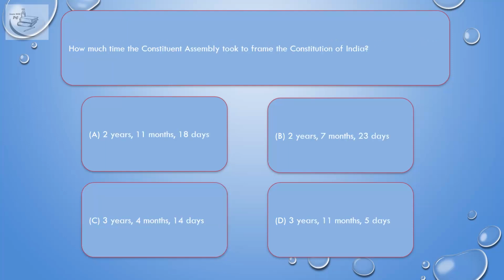Question: How much time did the Constituent Assembly take to frame the Constitution of India? A. 2 years, 11 months, 18 days. B. 2 years, 7 months, 23 days. C. 3 years, 4 months, 14 days. D. 3 years, 11 months, 5 days. Correct answer is A. 2 years, 11 months, 18 days.